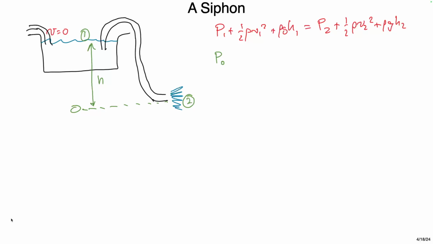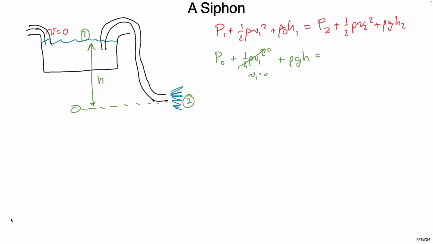Okay. 1/2 rho V1 squared. Okay. What is V1? How fast is the water moving at point 1? 0. So this whole term is 0, right? Because V1 is equal to 0. All right, and then does point number 1, is it at the 0 point for height? No. So it's going to be rho g, in this case, h.